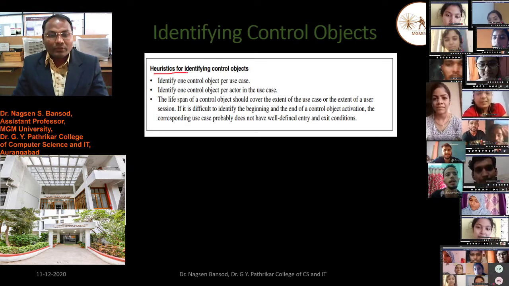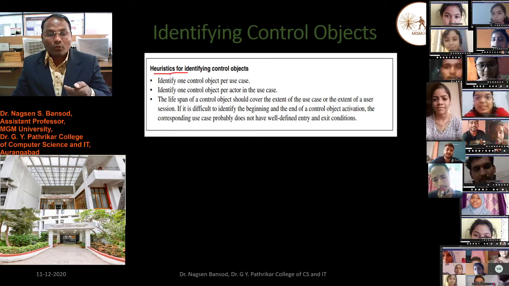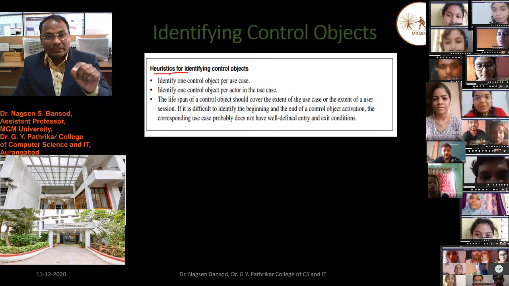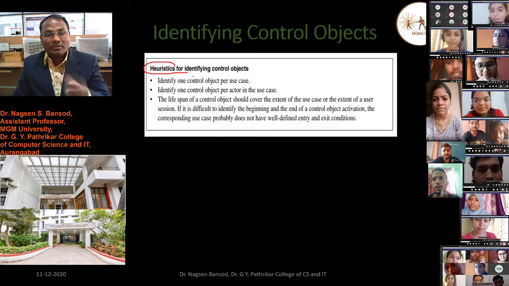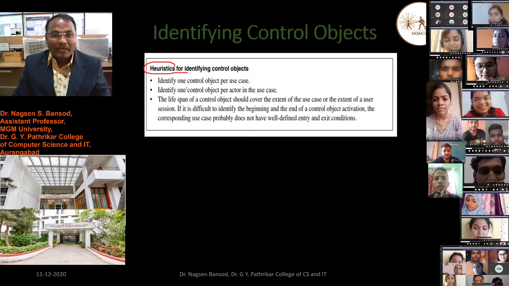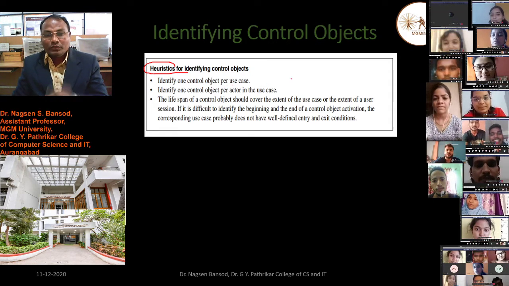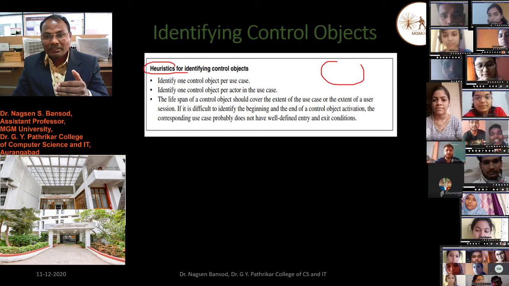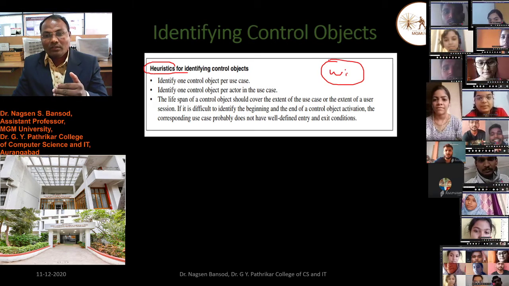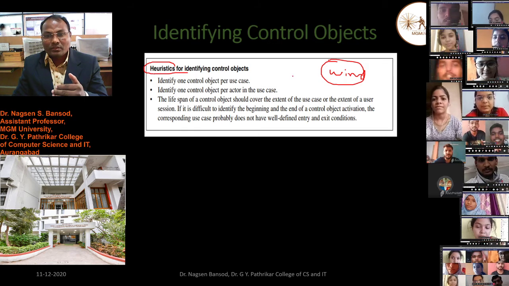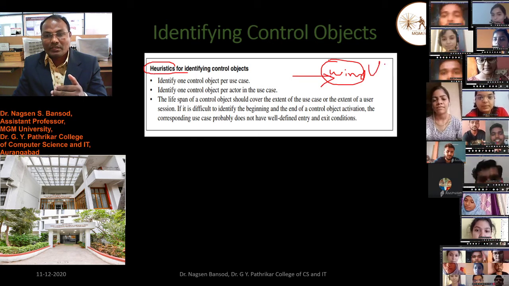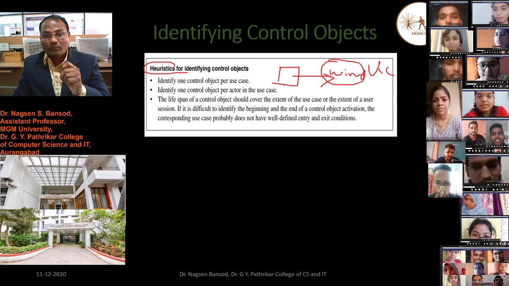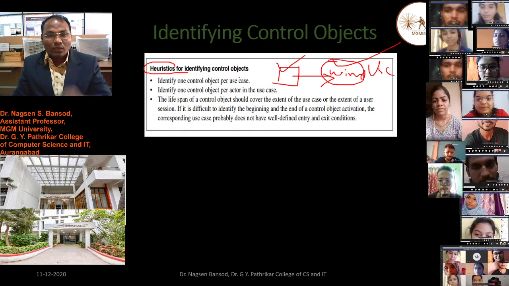According to the heuristics, meaning experience rules, when we design, these rules are called heuristics for identifying control objects. Identify one control object per use case. Suppose there is a transaction in software like an ATM machine, withdraw money. To control this use case, they require an object, a button, that is the control object. This is the use case and this one is the control object.